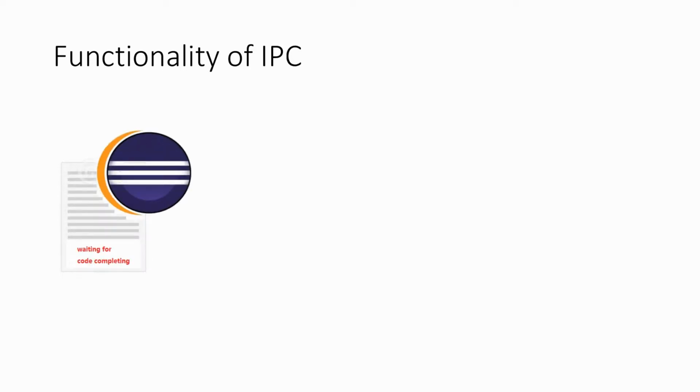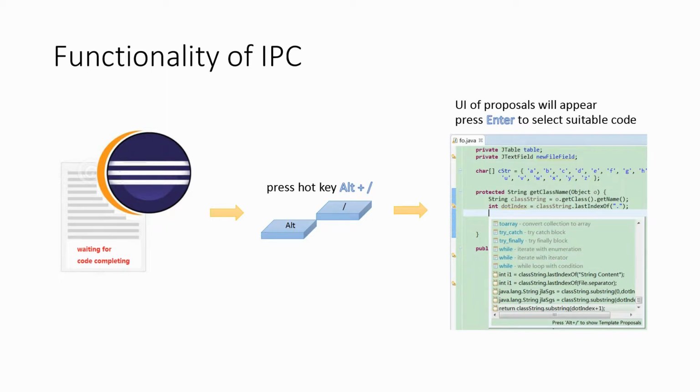Assume that a user is editing a Java file in Eclipse. When he wants to let the IDE write code for him, the only thing he needs to do is press the hotkey of the code completion. Then a dialog containing the suggested codes will appear. Just press the direction key and the enter key to select suitable codes.